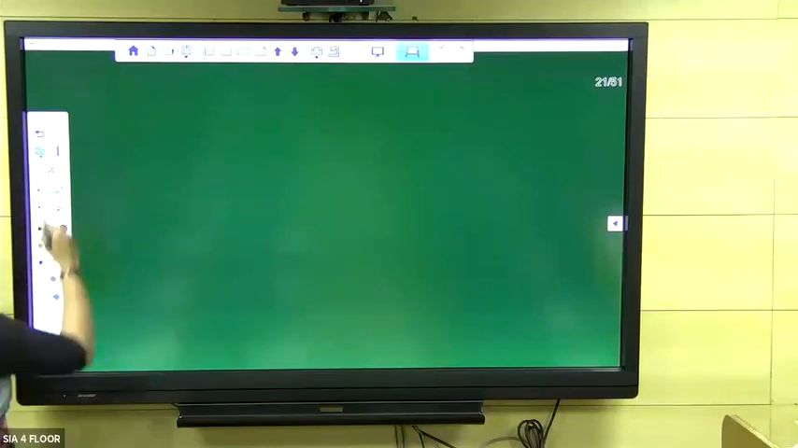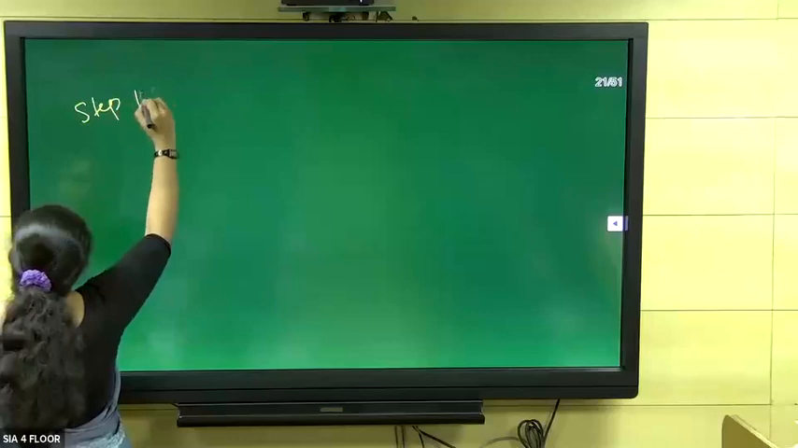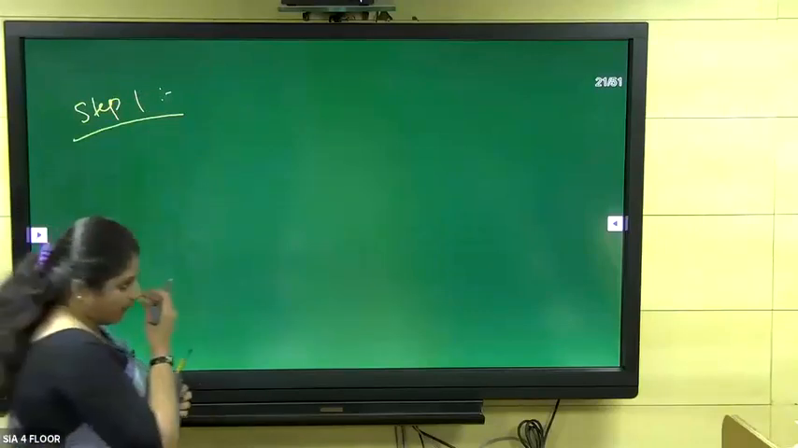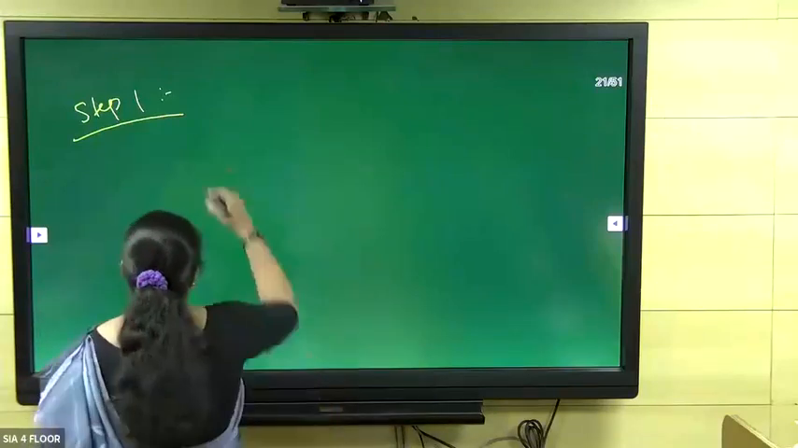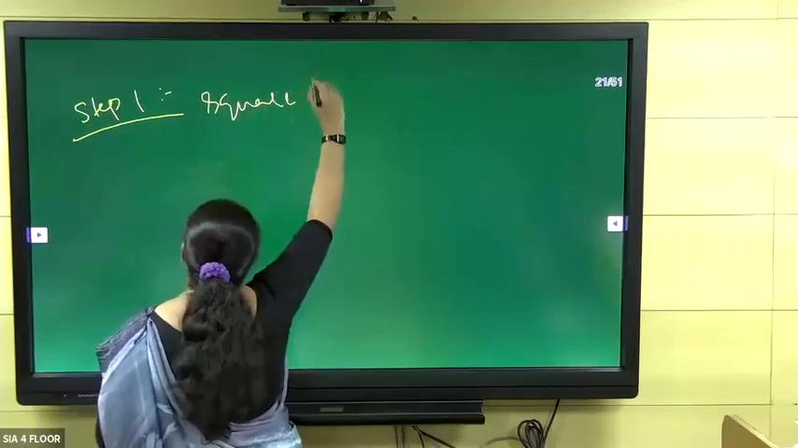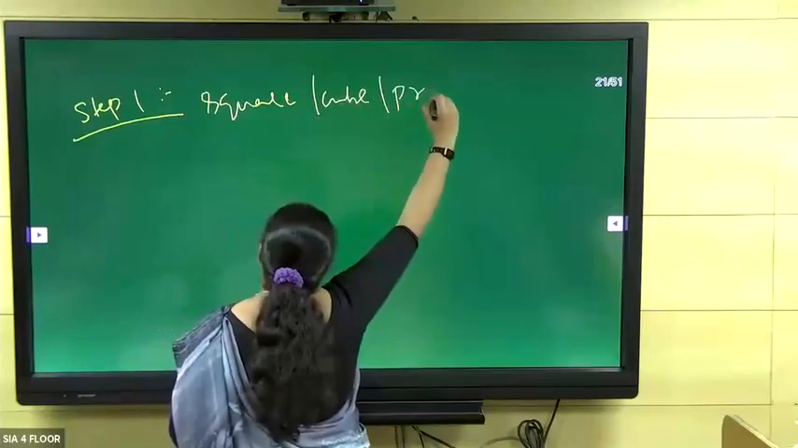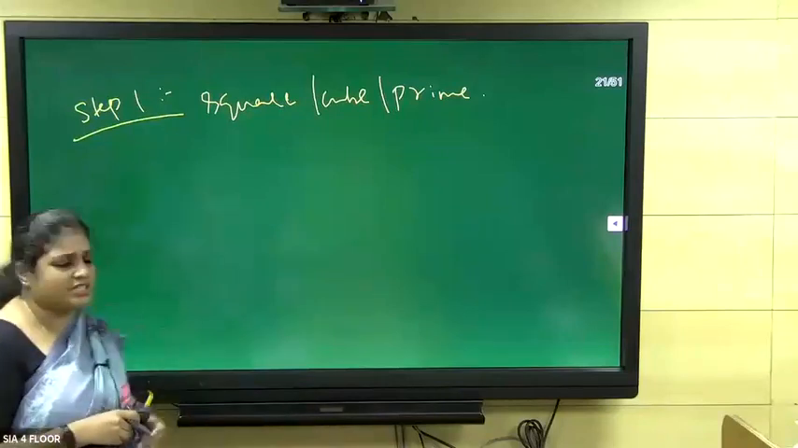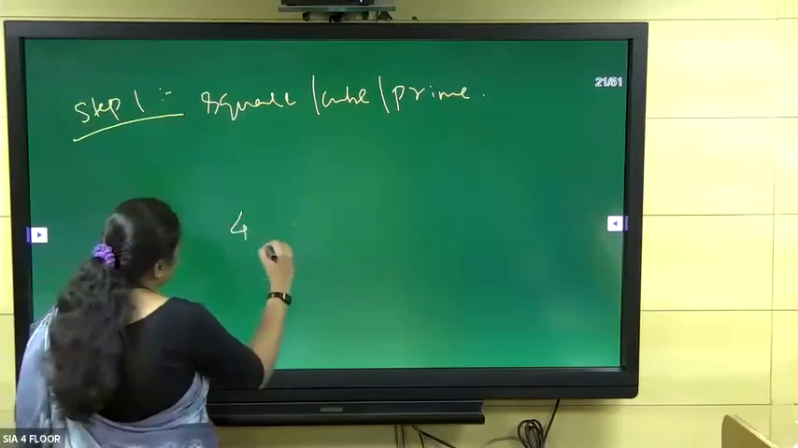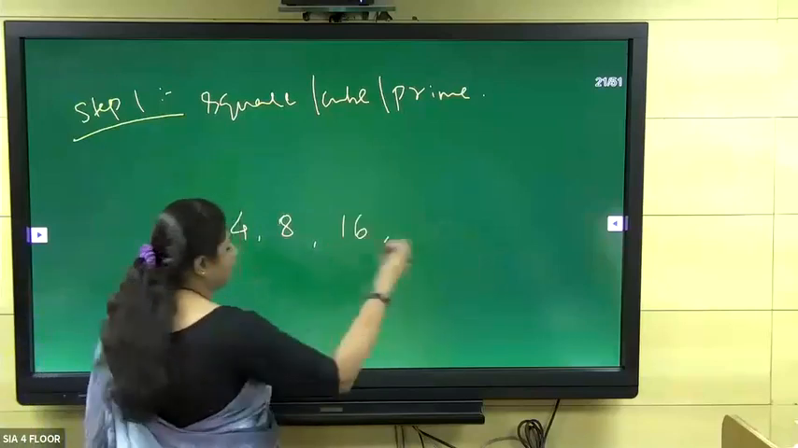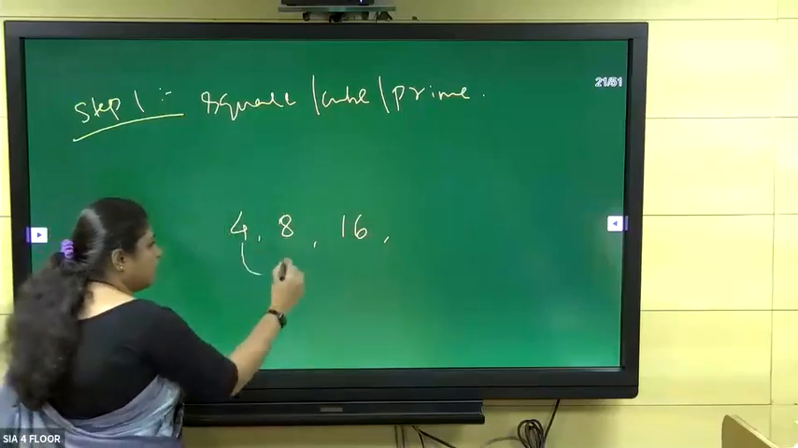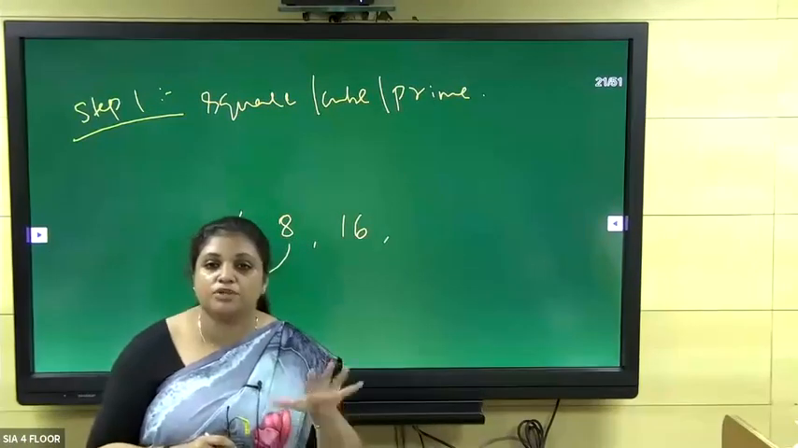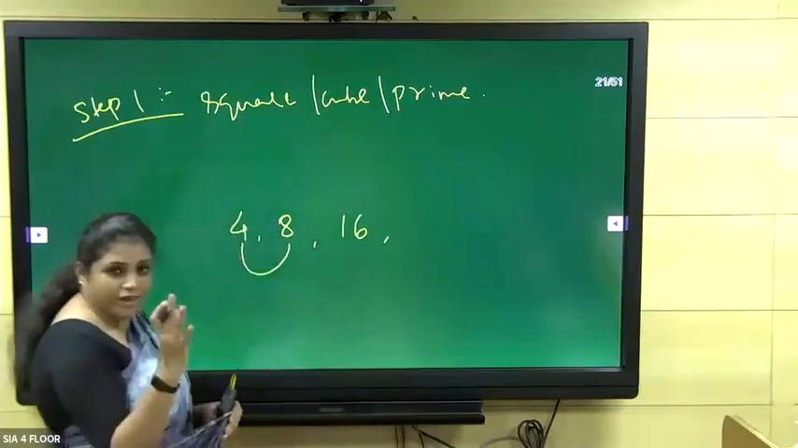Step number 1. Always check whether anything related to square, cube, or prime is there in the sequence. Before comparing the numbers, when I give you a sequence like 4, 8, 16, we usually try to compare the numbers first. We can do that, but before that, you have to individually check the numbers.